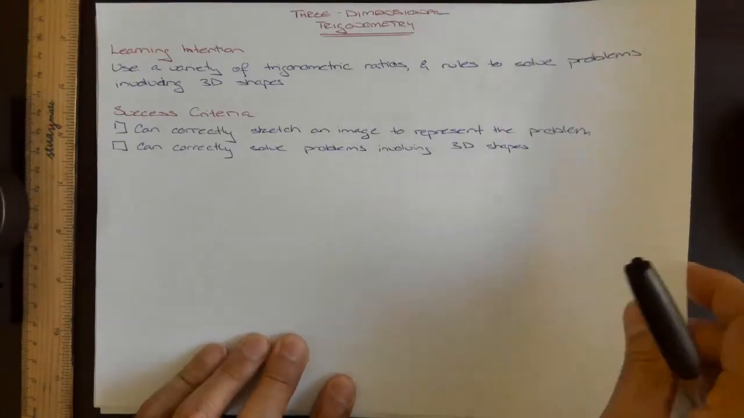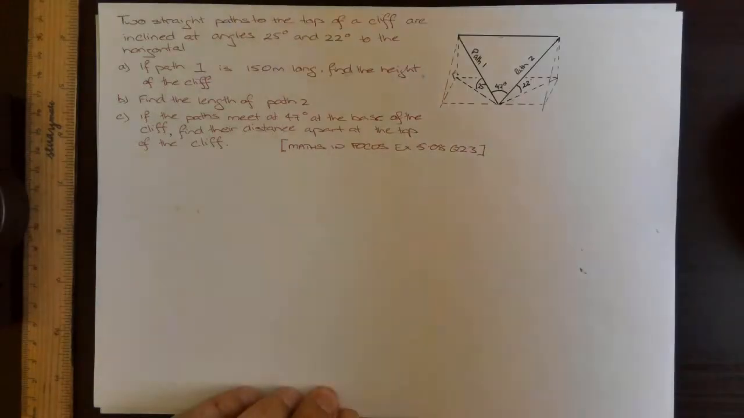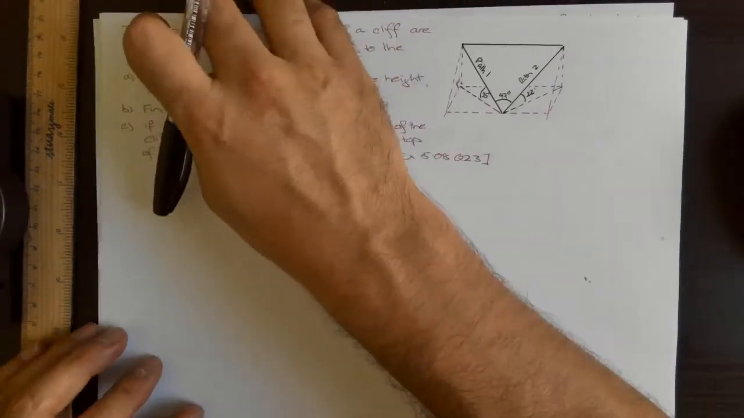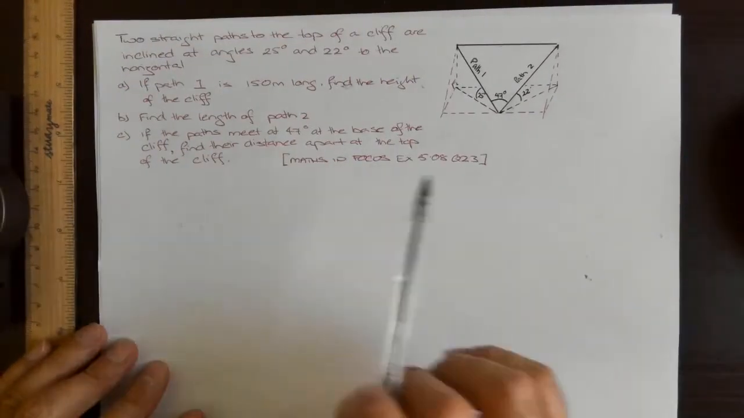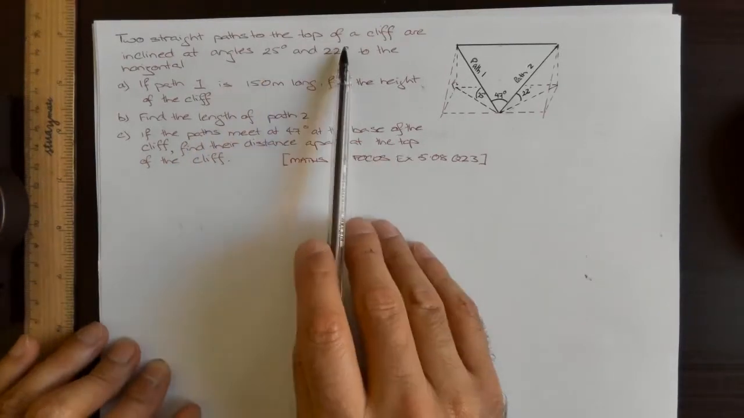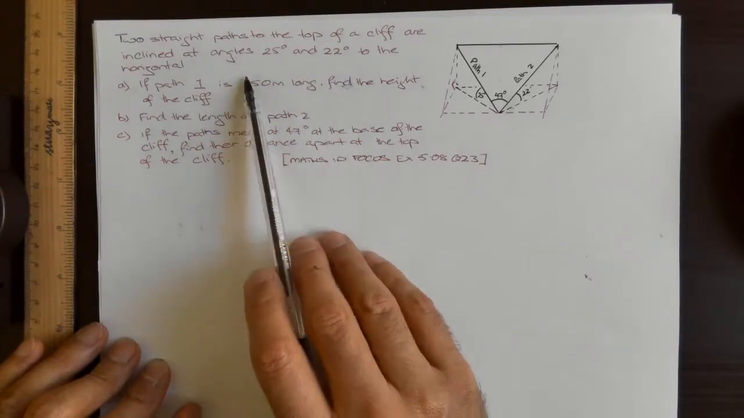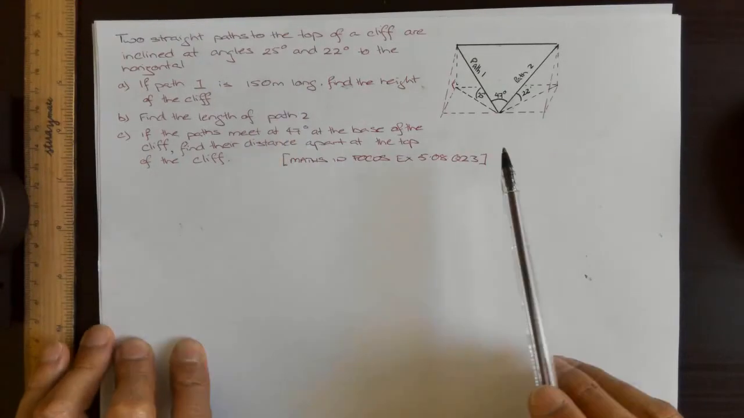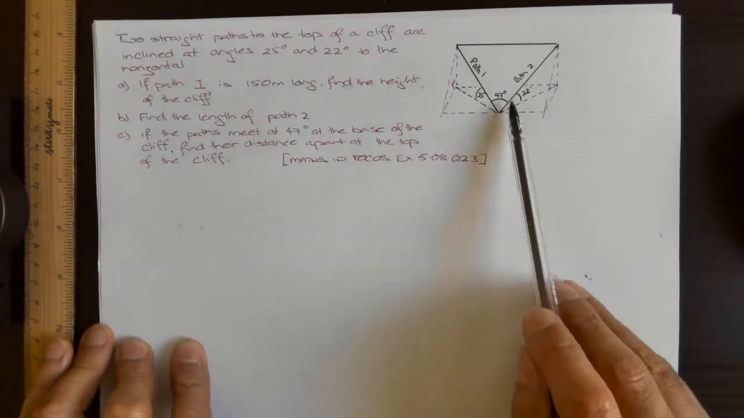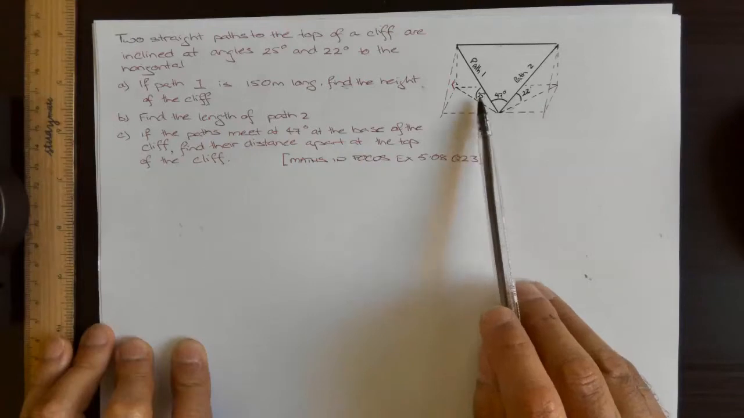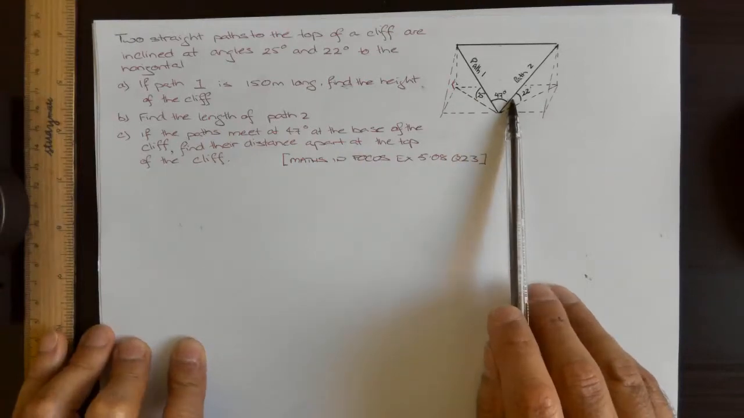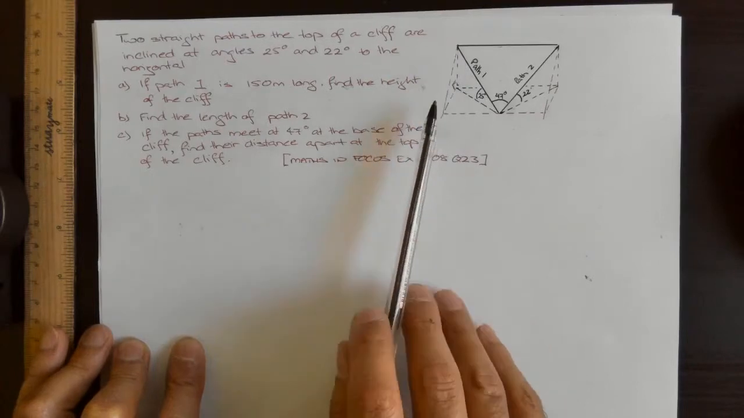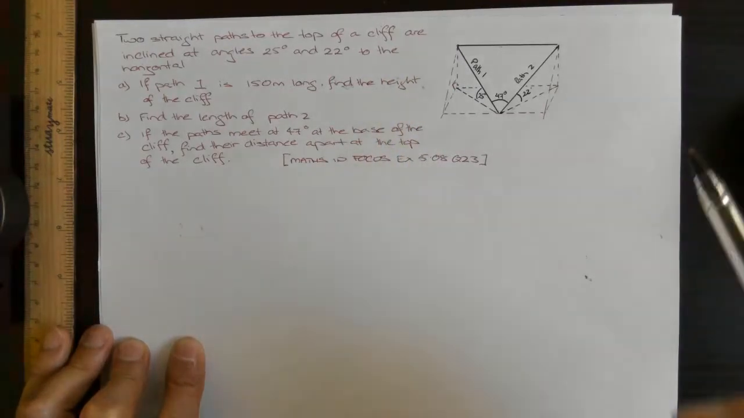So let's do some examples. Okay, here's an example from our Maths in Focus book. It says we have two straight paths to the top of a cliff, and they are inclined at angles of 25 degrees and 22 degrees to the horizontal. So here we've got path 1 and path 2. It's 25 and 22. If path 1 is 150 meters long, we want to find the height of the cliff, and the height will be here.